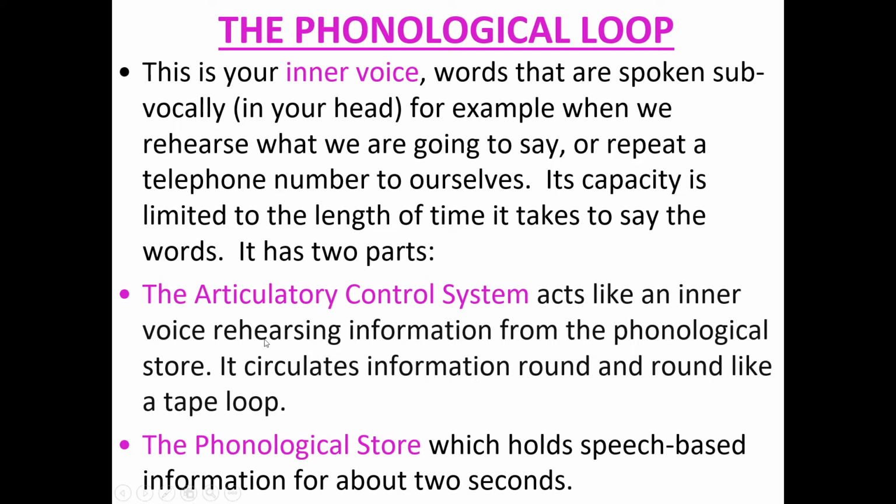So it's got 2 parts. The articulatory control system is the inner voice. It's talking to you. It's circulating the information. It's doing what we were talking about here. It kind of keeps it on a tape loop. I know tape loops are old-fashioned, but if something's on a tape loop, it just goes round and round and round the same information until you decide to stop it or move on to something else.